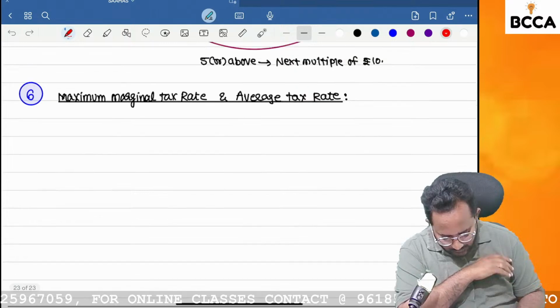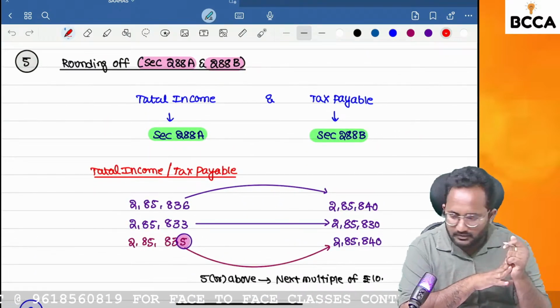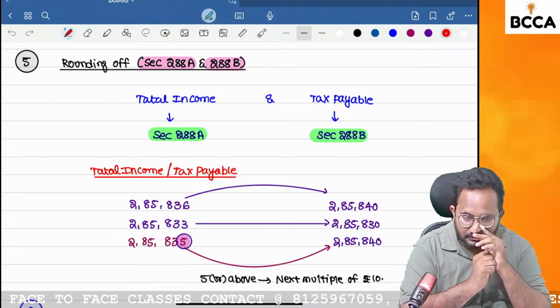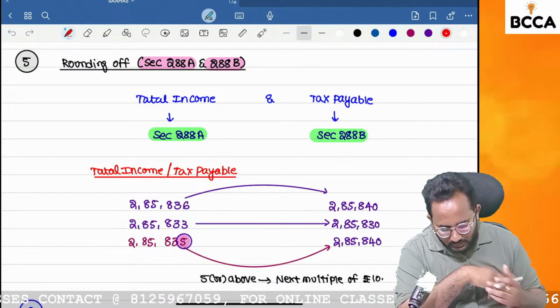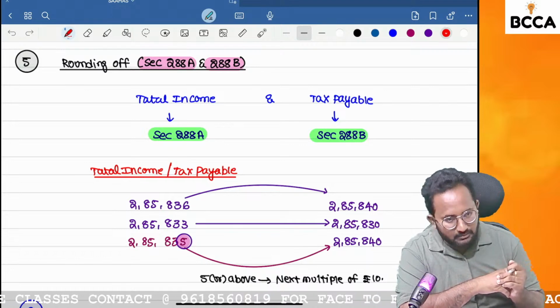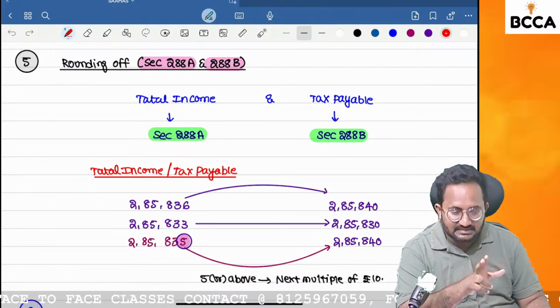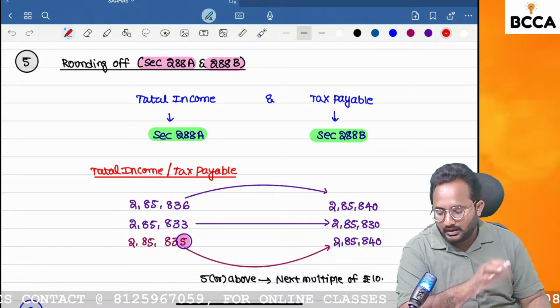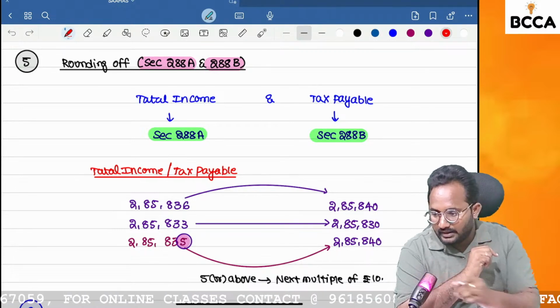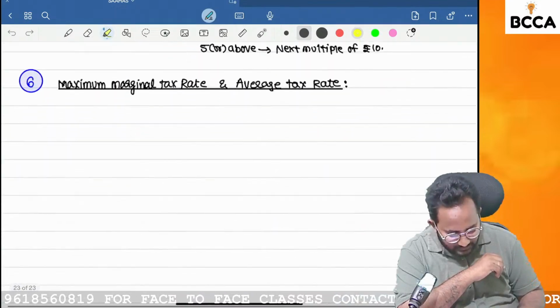Very good evening. I think in yesterday's session, the last concept was rounding off of tax liability as well as tax payable. So can you tell me how we can round off the total income as well as tax liability to the nearest multiple of 10? If the last digit is 5 or more, it should be rounded off to the nearest multiple of 10.